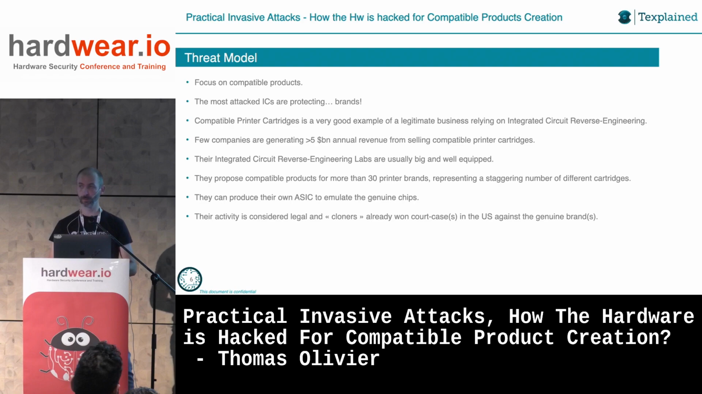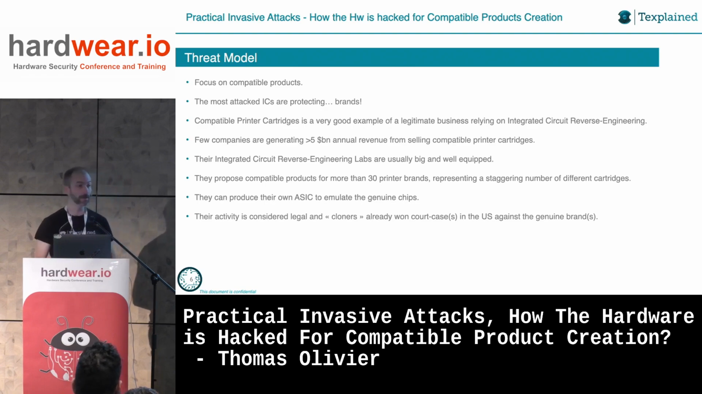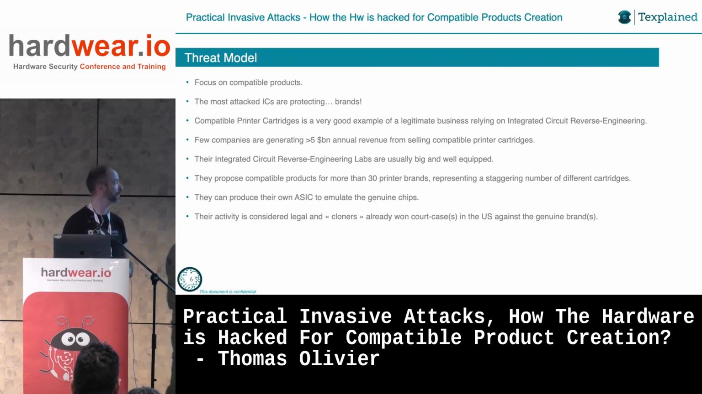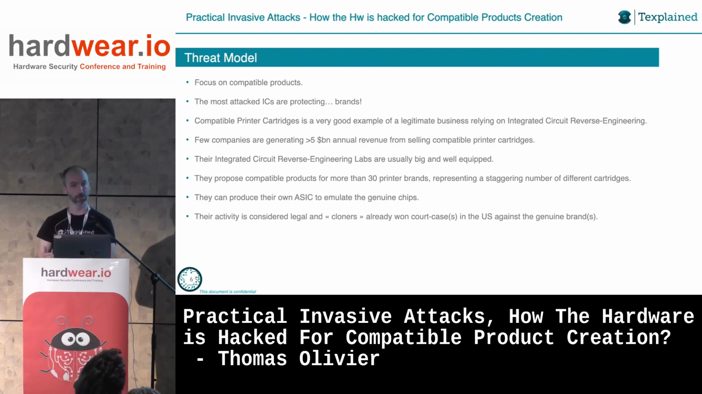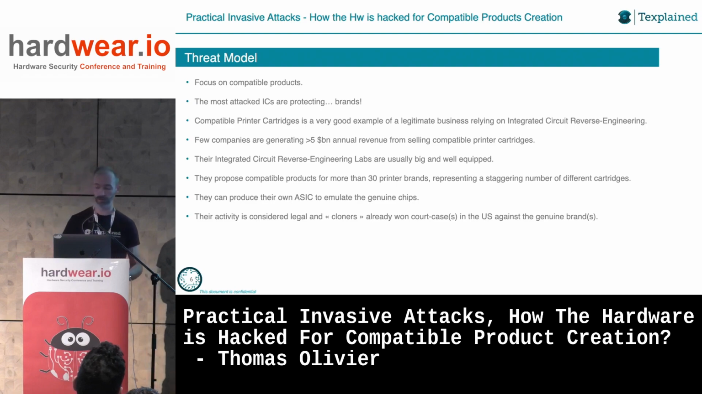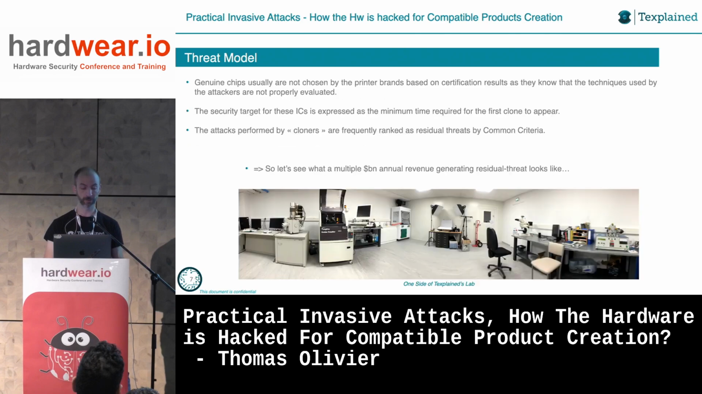They propose compatible products for mainly all of the brands of printer, and they are so big that they can produce their own ASIC, right? So they have one chip that emulates them all, right? So I think it's a very decent activity, and the activity is legal. You can sell the compatible product. So it's just like you can sell it, but to get to the point where you can sell it, you need to basically attack and compromise the original product.